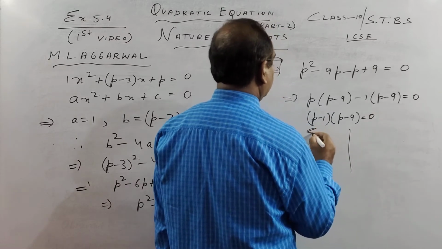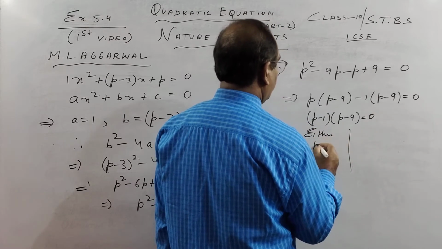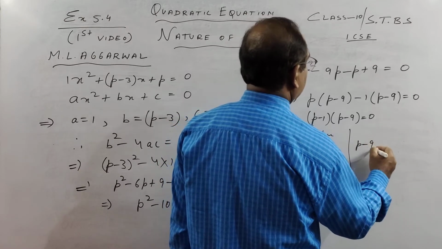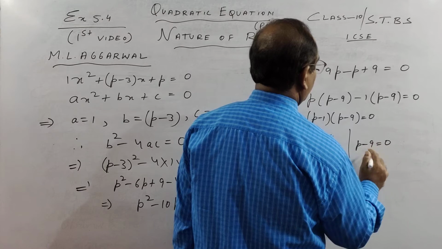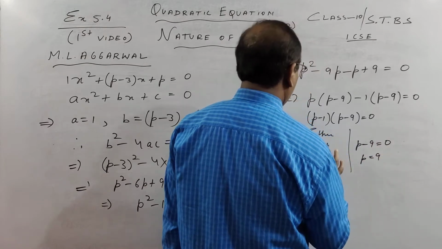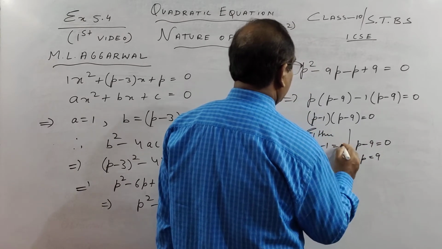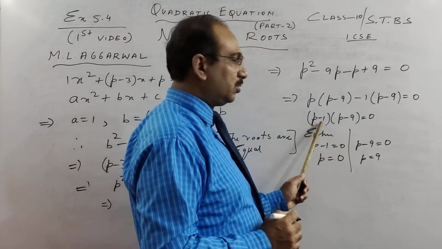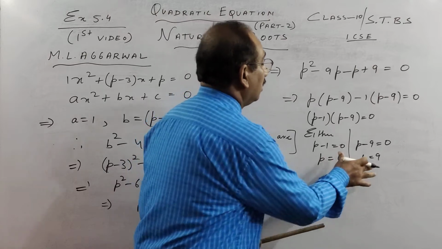So either p minus 9 is 0, so p is 9, or p minus 1 is 0, so p is 1. So the product of two things is 0, so either this is 0. When will this be 0? When p is 1.